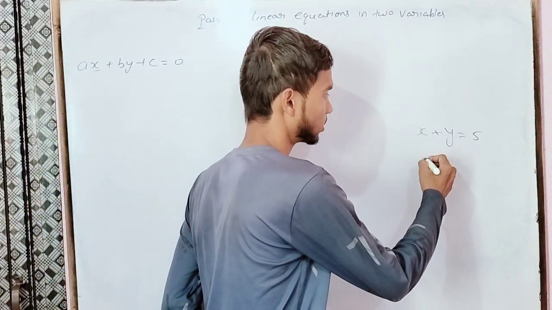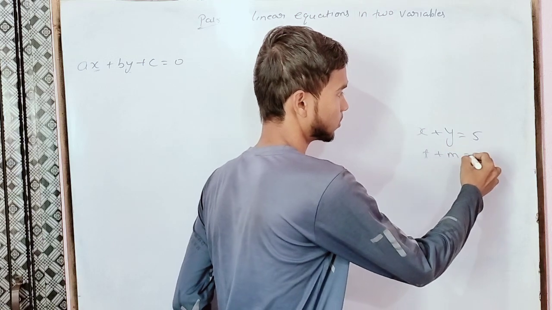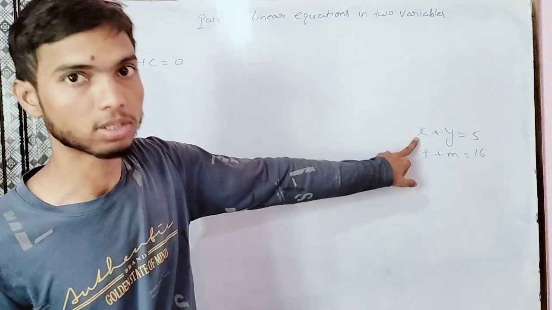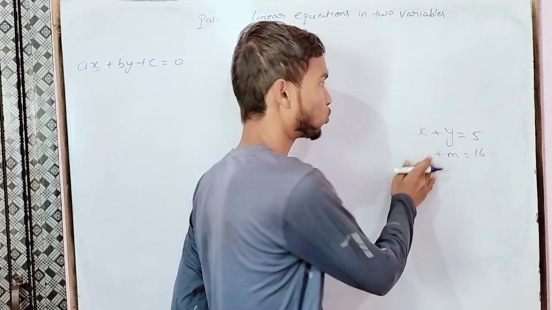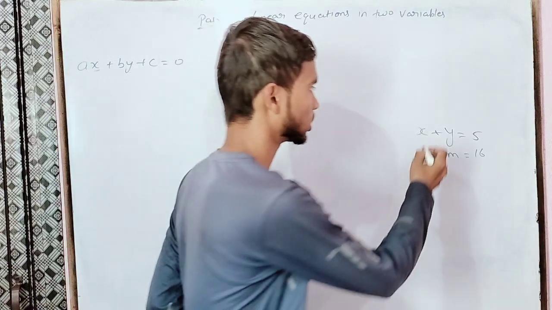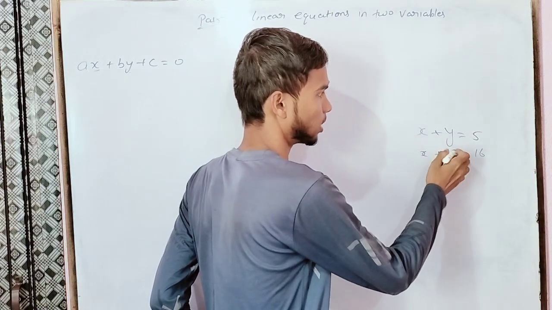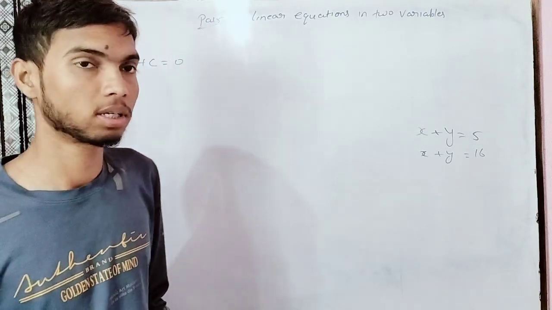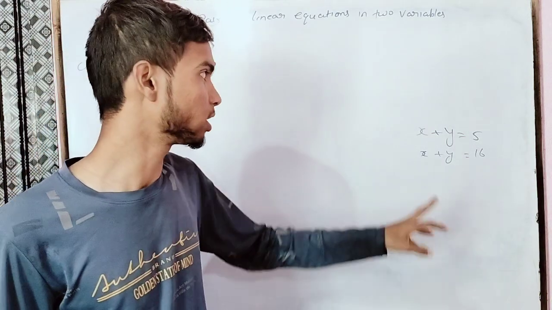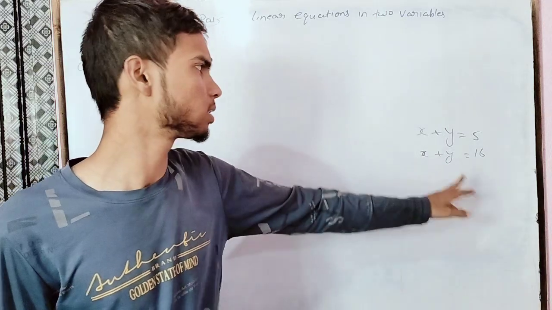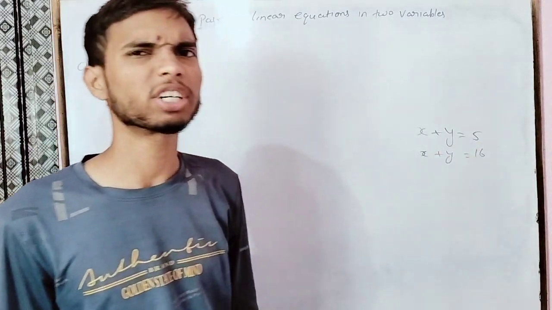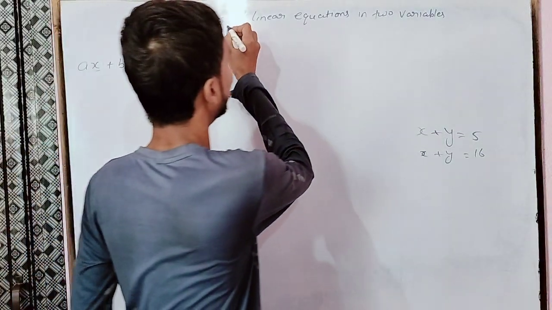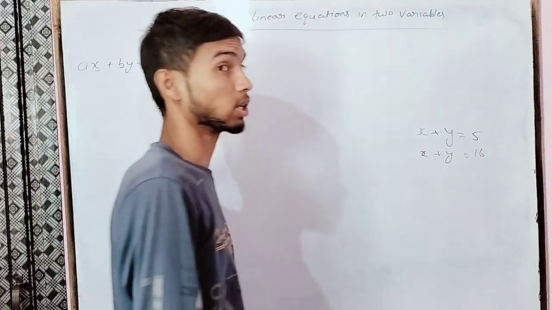We will not write different variables in the second equation. Just a pair of this. So the variables should be the same. If this is x, then this should be the same. The coefficient numbers would be different. Here can be something else, here can be something else, and the constant number can be something else. So this was the meaning of this phrase.